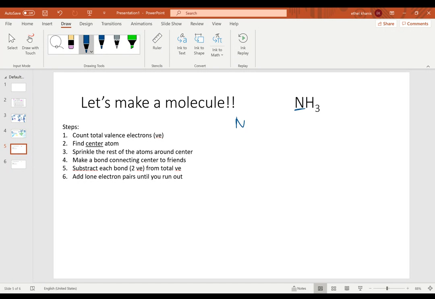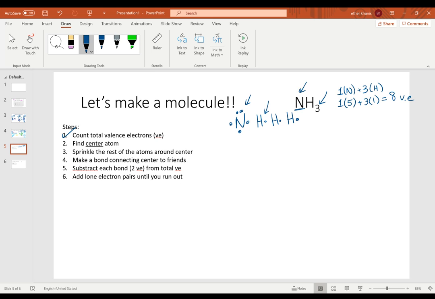So nitrogen, after you draw its Lewis dot structure, looks like this. And remember, there's a 3 right there, so that tells us that we have 3 hydrogen. 1, 2, 3. So we're going to count them up. So we have 1 nitrogen plus 3 hydrogen. So our 1 nitrogen has 5 valence electrons because we counted it from here. And each hydrogen has 1 valence electron. So that is a total of 8 valence electrons. Now, that's step 1. Step 2 is find our center atom.